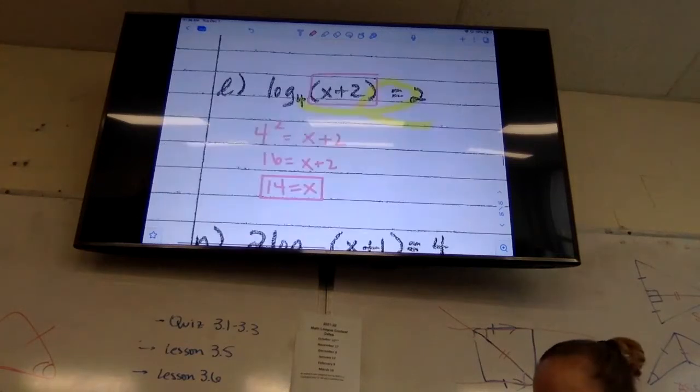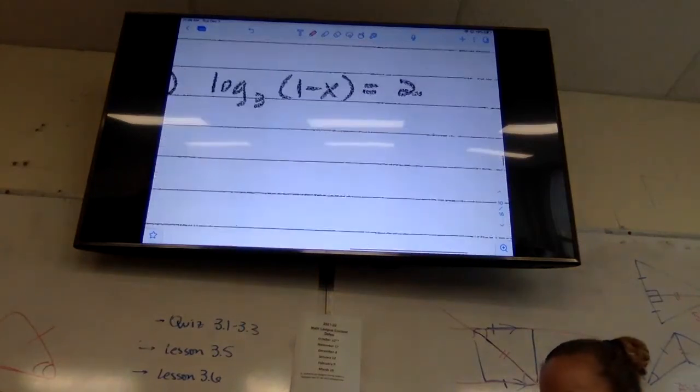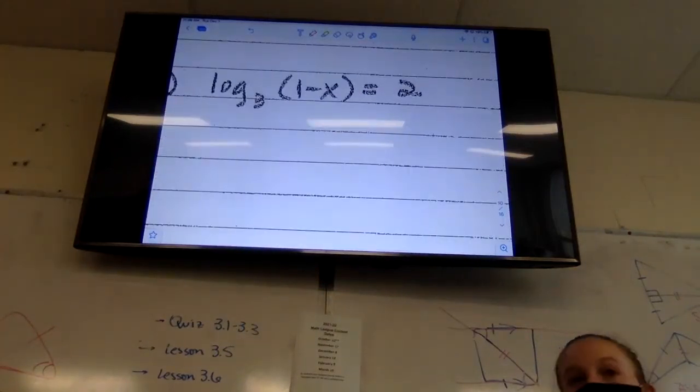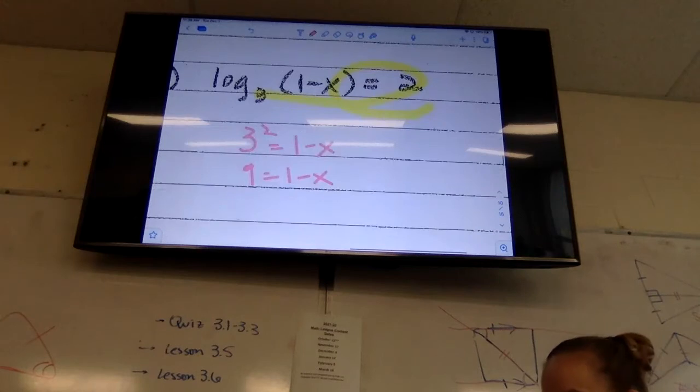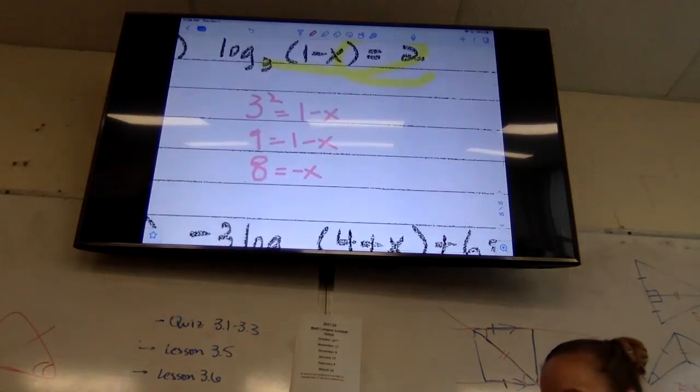All right, same idea for the next one. Can someone log roll this for me? 3 squared equals 1 minus x. Good. 3 squared equals 1 minus x. 3 squared is 9. 9 equals 1 minus x. Minus 1 from both sides, I get 8 equals negative x. And then we can divide by that negative. So negative 8 equals x.